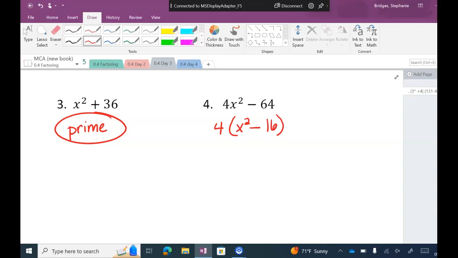Now, with number 4, we pulled out the 4. We have in our parentheses the x squared minus 16. Are those both perfect squares still? Yes. So we can continue to factor. Don't lose the 4 that you pulled out in the beginning.